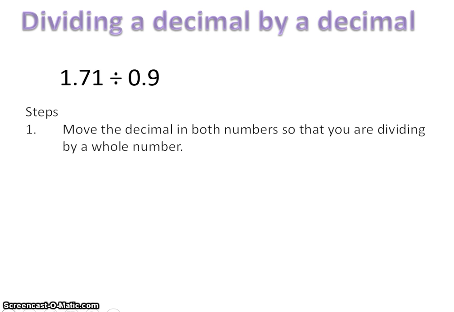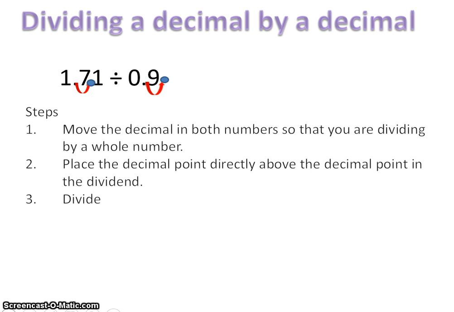So in dividing a decimal by a decimal, the first step is to move the decimal in both numbers so that you are dividing by a whole number. So let's look at the problem 1.71 divided by 0.9. We want that 0.9 to be a whole number 9. So we're going to move the decimal to the right one position. If we move it in one number, we must move it in the other number. Now we've changed our problem from 1.71 divided by 0.9 to 17.1 divided by 9.